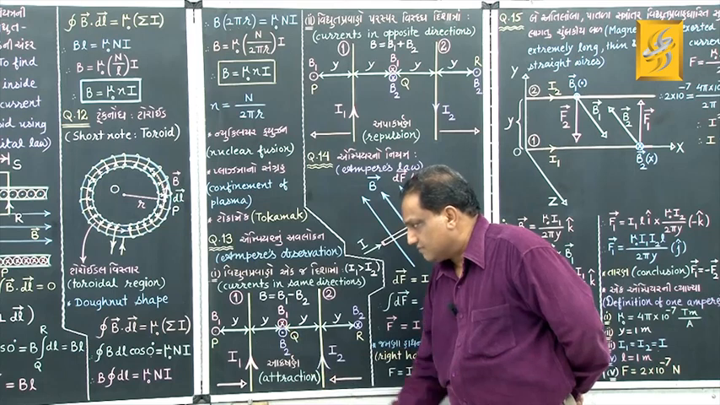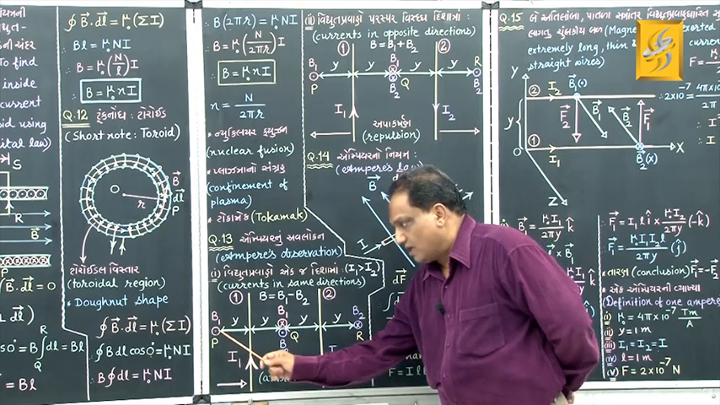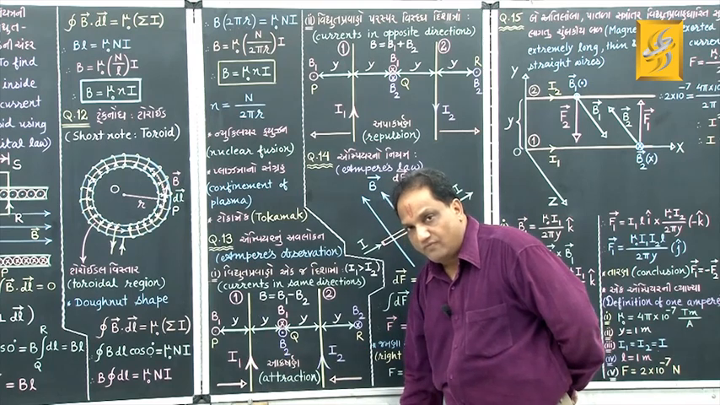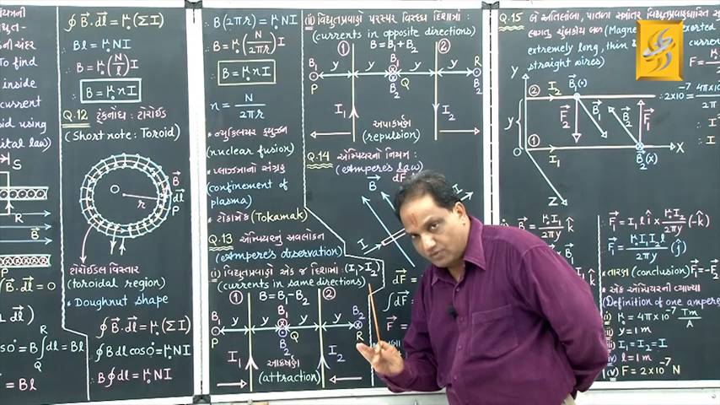So I am putting a cross. At this point, it will be perpendicularly outside the plane of the figure. I am putting a dot. I hope you have understood the directions. No? Look here.